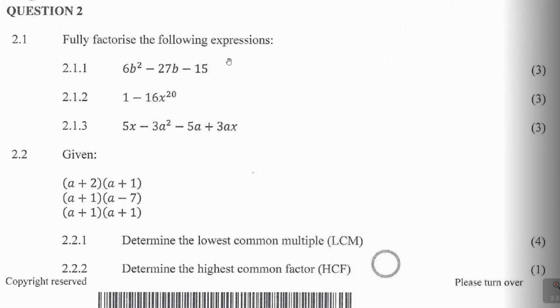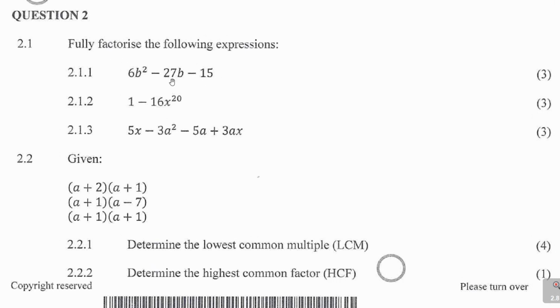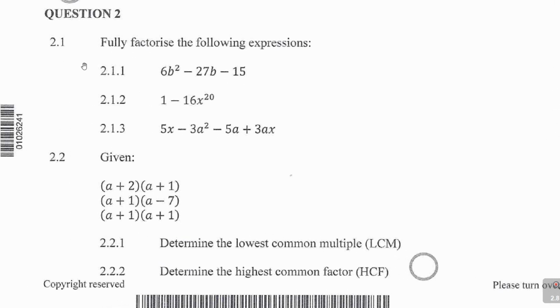Now let's look at question 2. It says fully factorize the following expression. So we are given 2.1. See, when they say fully, so you've got this one, which is 6b squared minus 27b minus 15. It's 3 marks.